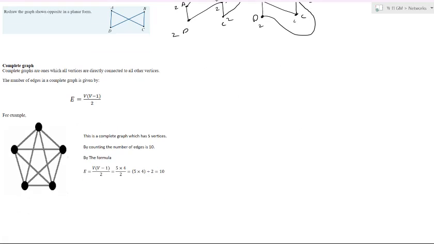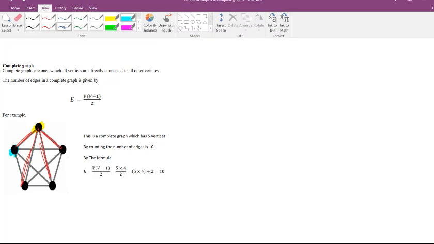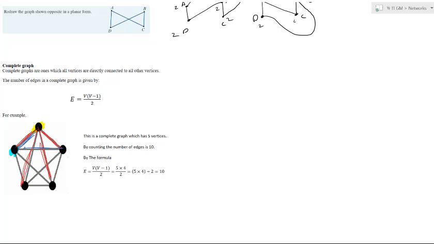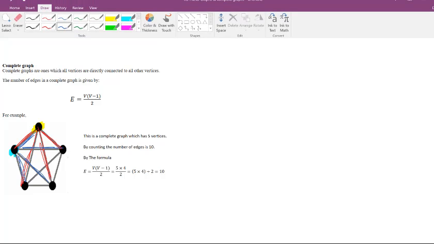Okay, we also have a formula for what are called complete graphs. And complete graphs are ones with all vertices which directly connect to all other vertices. So what does that mean? It means that here's a vertex. That vertex connects to all the other ones. So it connects to that one, connects to that one, connects to that one, and it connects to that one. And that happens for every single vertex in the graph. So if it does it for all of them, it's called a complete graph.